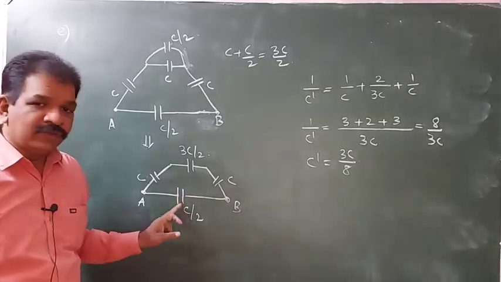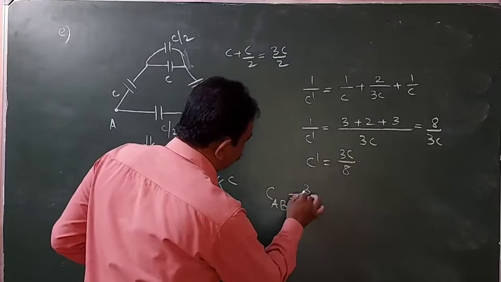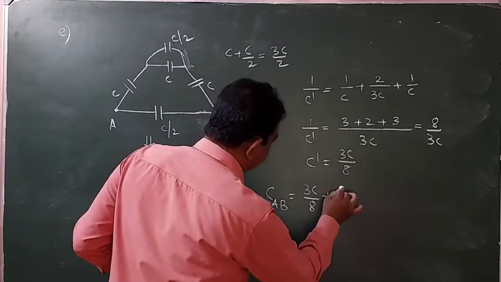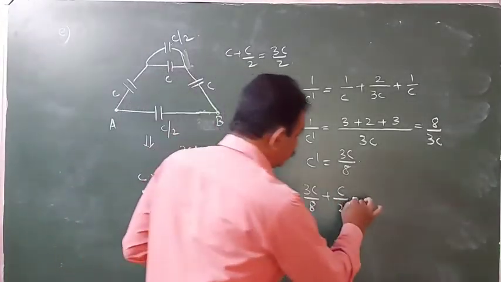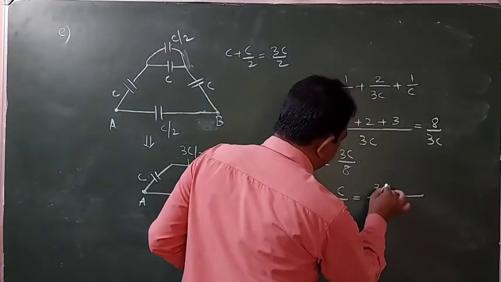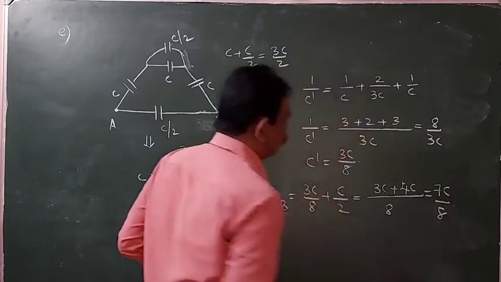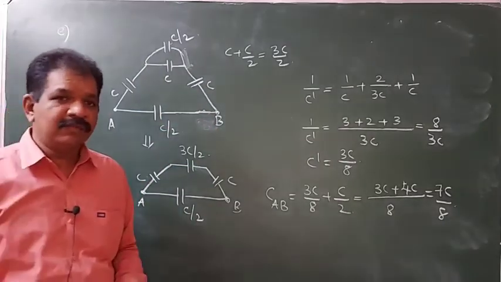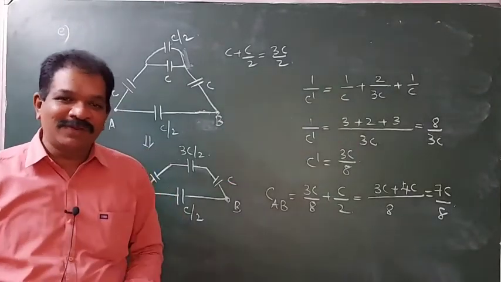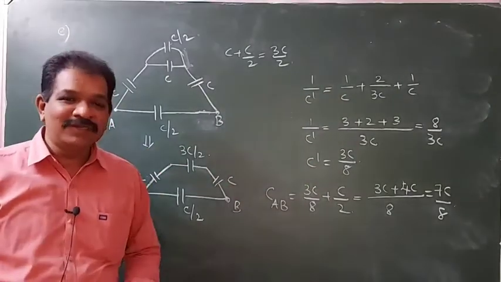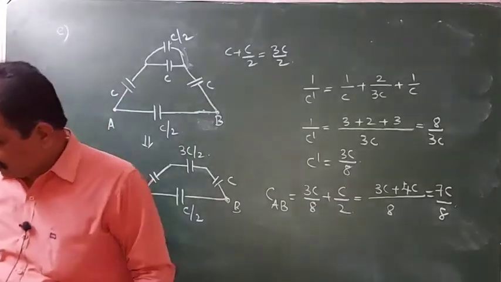That is parallel to this C by 2. So CAB is equal to 3C by 8 plus C by 2. LCM will be 8. Here 3C, here 4C. Totally it becomes 7C by 8. Understanding? So one circuit is there. That circuit's effective capacity will be 7C by 8. Clear? Take some more examples.